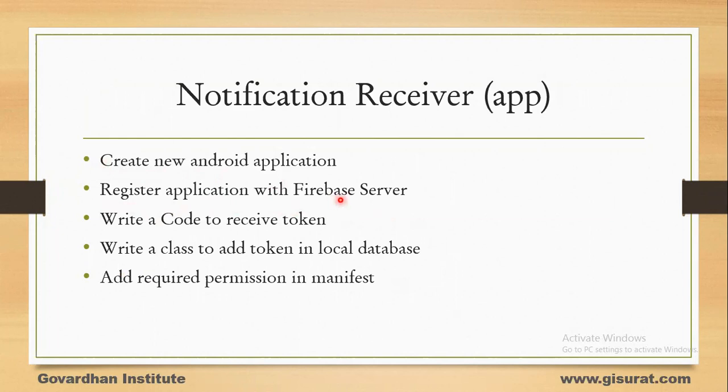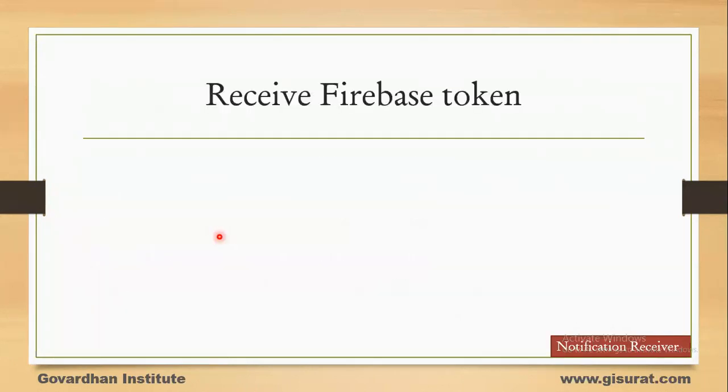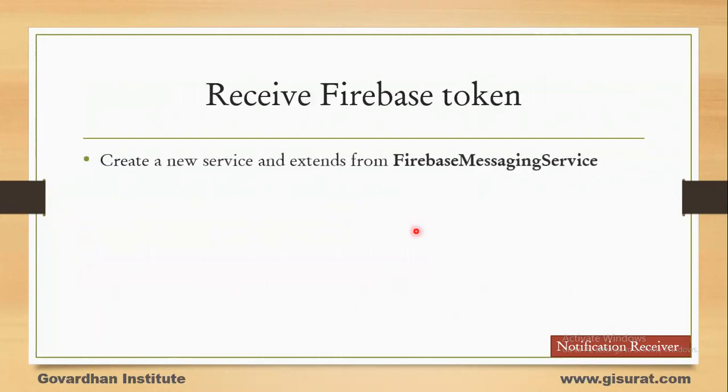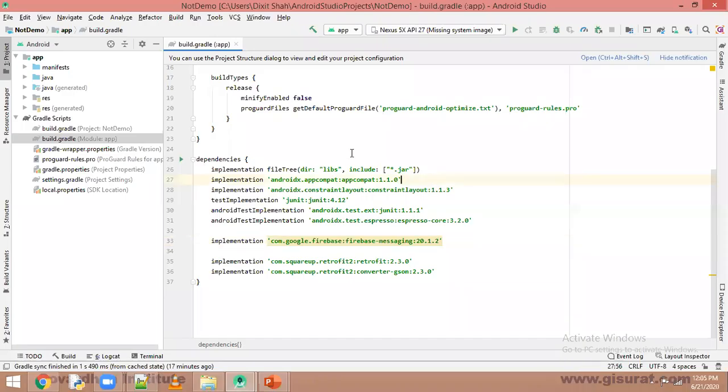So for that, just open the tools, click on Firebase, select Cloud Messaging, and perform the tasks like connecting the application with Firebase and updating the Gradle. That's it. Now the next task is that I want to receive the token. For that, you have to create a service and extend that service from the Firebase messaging service. Let us perform this task.